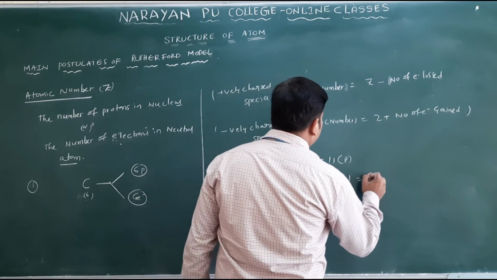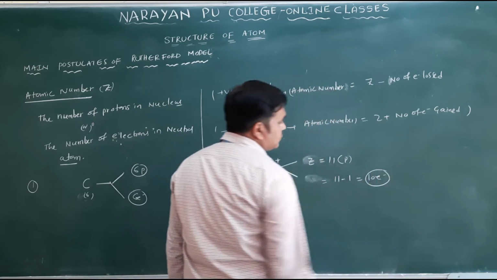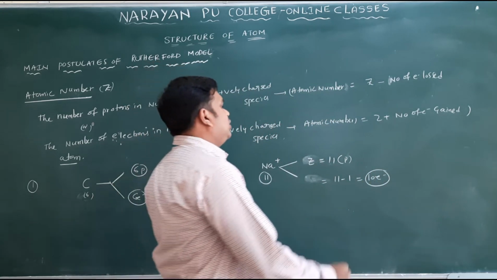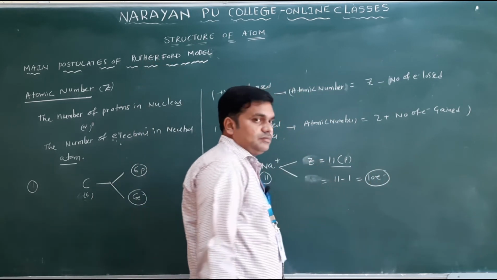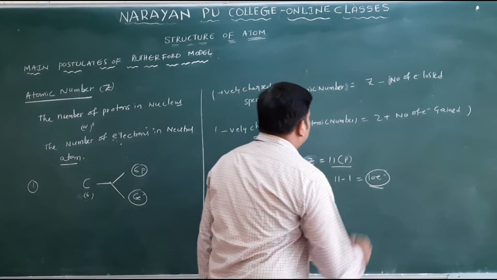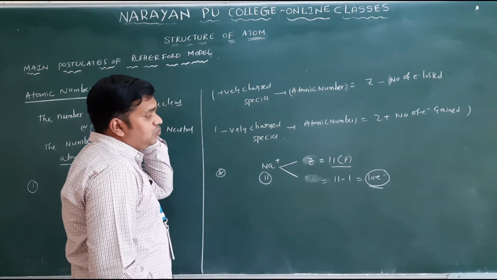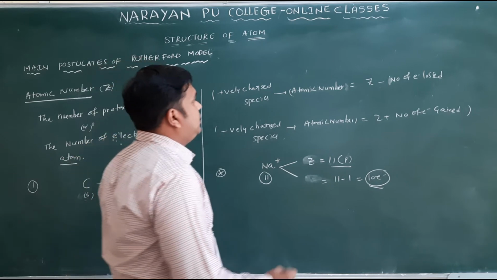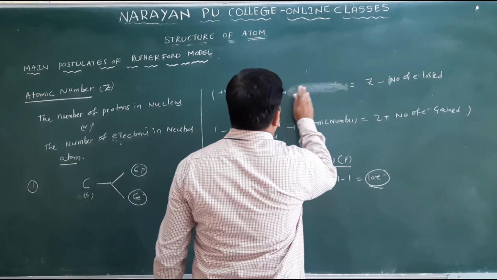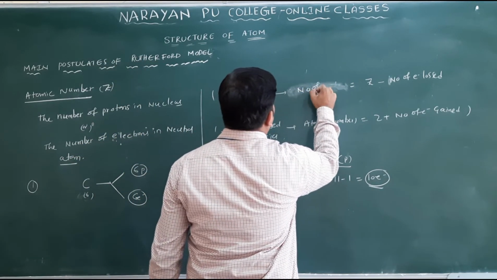So what is this here? It contains only 10 electrons. Here the protons are 11, but the electrons are only 10. So this is one such case of a positively charged species. You can find out the number of electrons here.